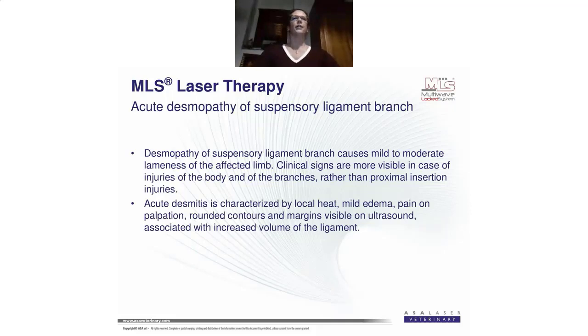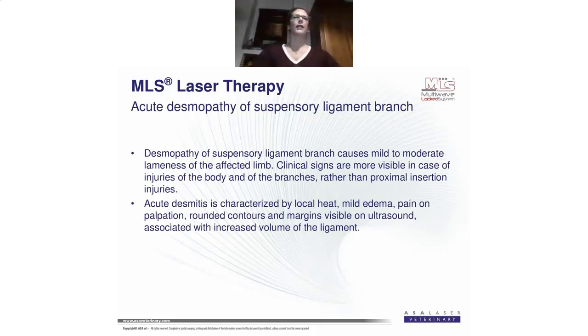Acute desmopathy of the suspensory ligament branch causes mild to moderate lameness of the affected limb. Clinical signs are more visible in case of injuries of the body and of the branches rather than proximal insertion injuries. Everybody of us knows that proximal insertion can be very tricky to see until there is a bigger damage.